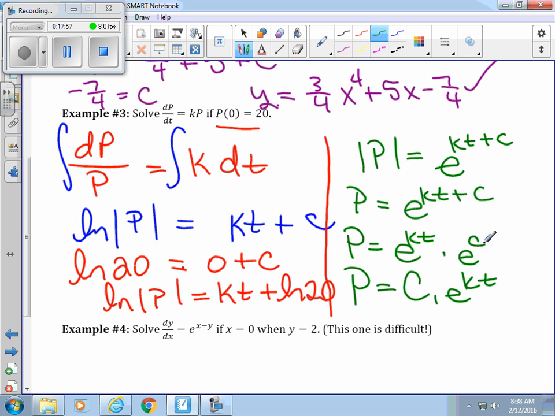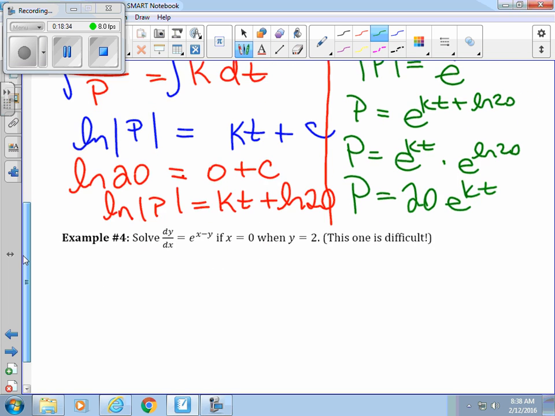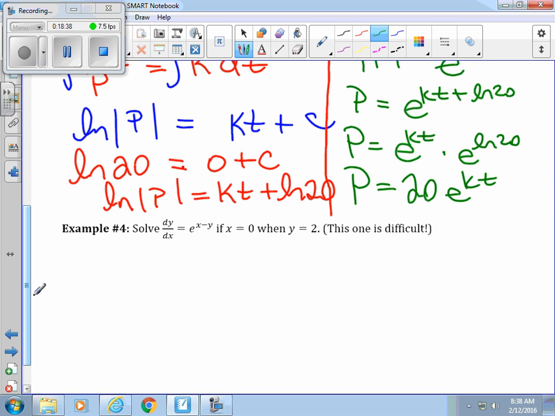The E to the C. You know what C is? Do we put that in? Oh yeah, why didn't I do that? Which really simplifies this because what's E to the natural log of 20? 20 E to the KT? Any questions about that? I'm glad y'all are paying attention.